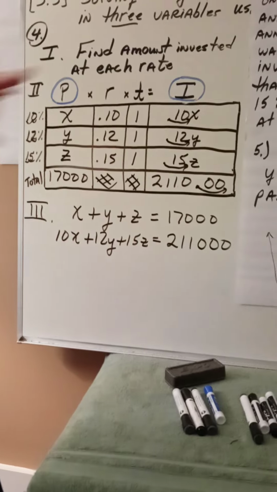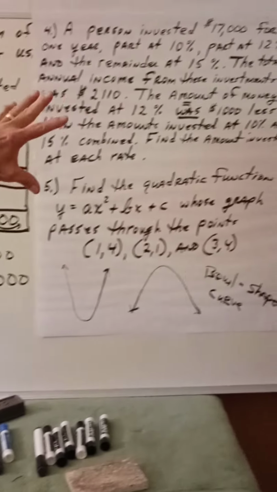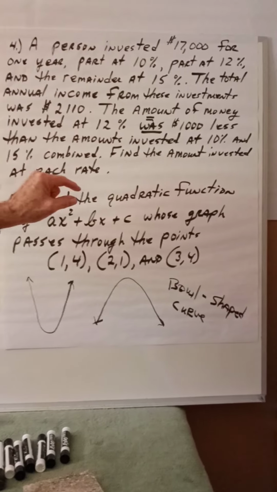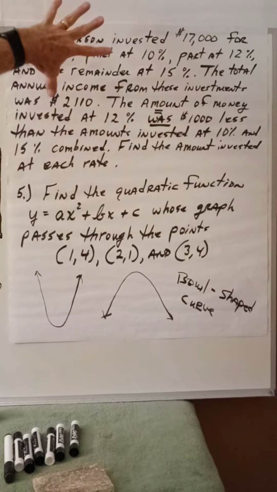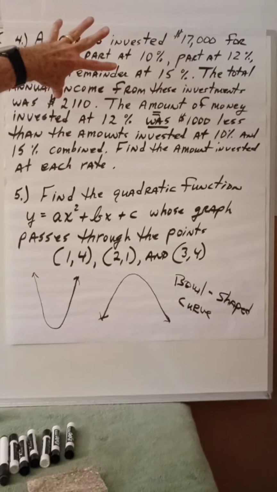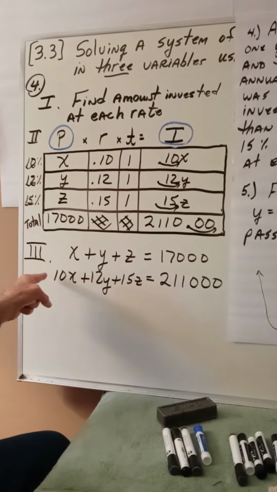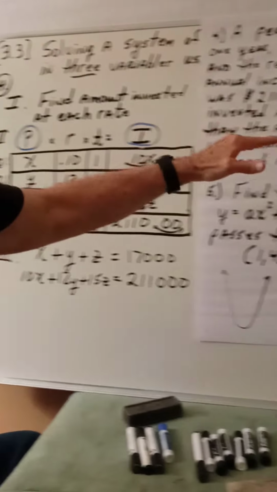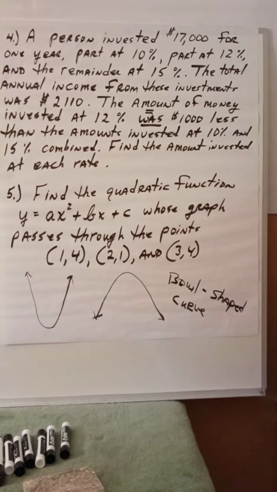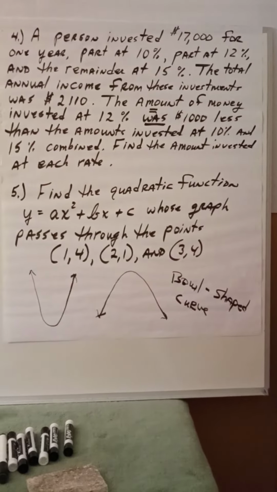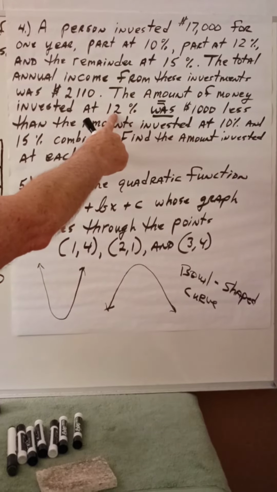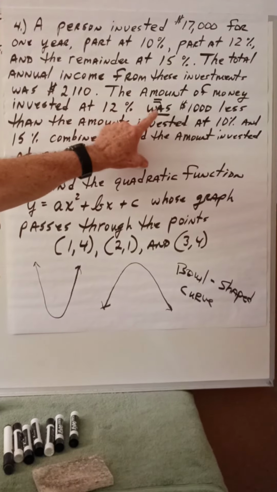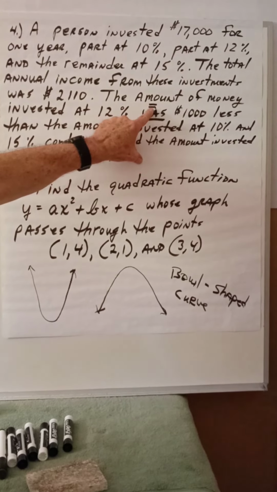Okay. Now, we need the third. And the third is going to start right here with the word "the." We've already handled the first two sentences. Sentence 1 gave us the first one. Sentence 2 gave us the second one. Now the third sentence will give us the third. And we're going to have to translate. The amount of money invested at 12% was... equals.